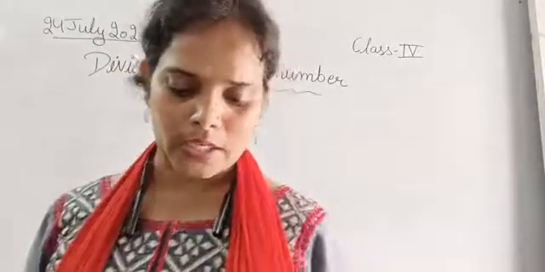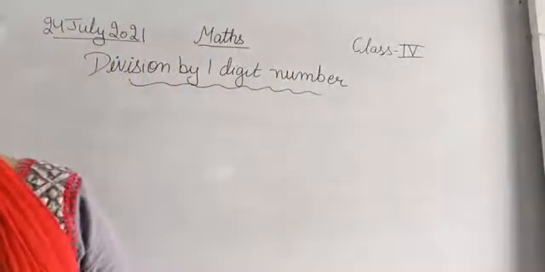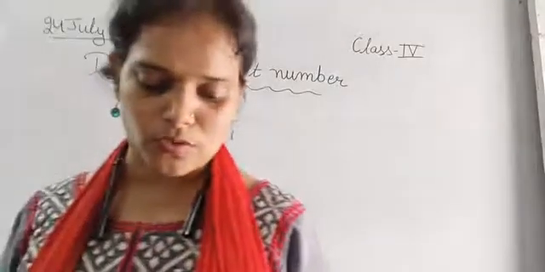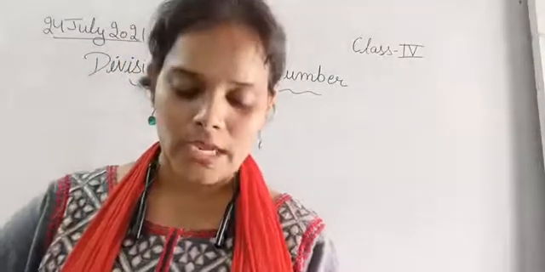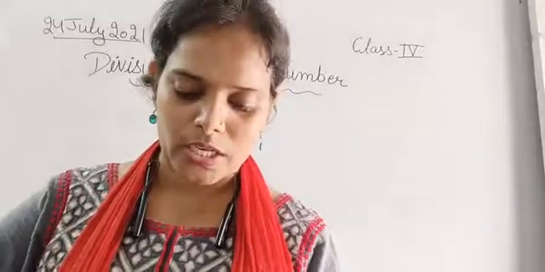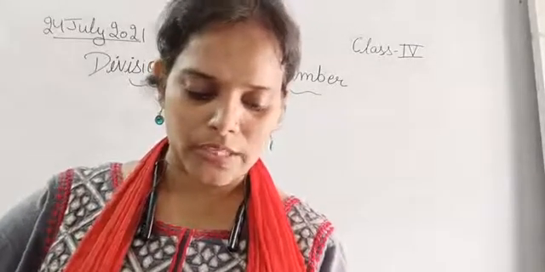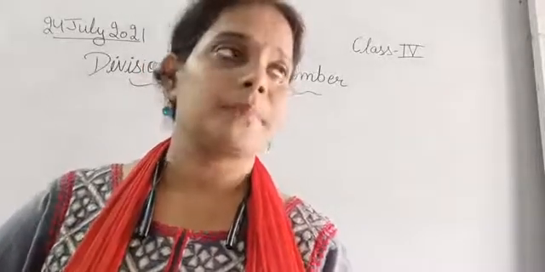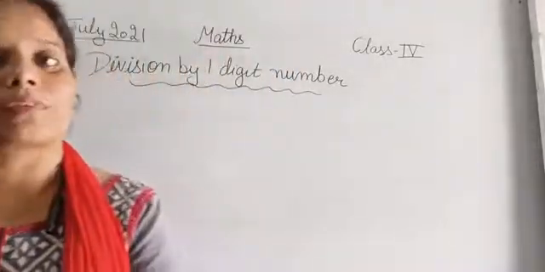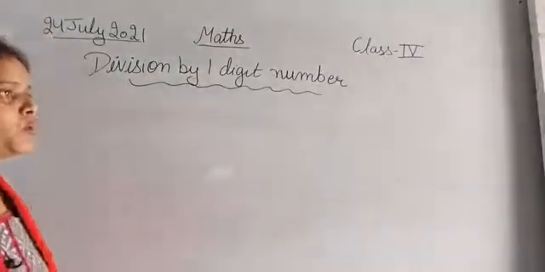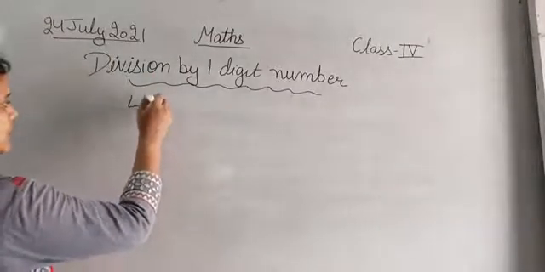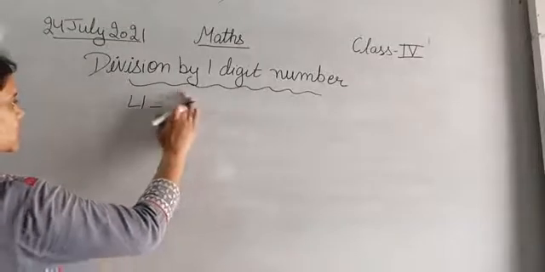We know that in a division sum, the number we divide is called the dividend. The number by which we divide is called the divisor, and the answer is the quotient. Any leftover number is called the remainder. I'll explain it with the help of an example. Suppose the number given is 4 divided by 3.